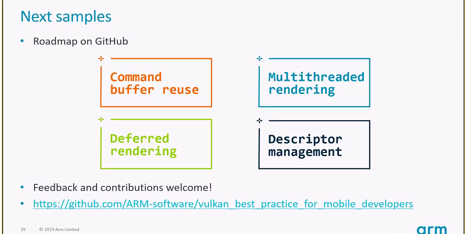Some of them are command buffer reusing versus just allocating and freeing at every frame, the best way to do multi-threaded rendering, the best approach for deferred rendering. So if you're going to use render passes with subpasses, how you have to structure your gbuffer in order for it to be the most efficient possible for mobile, and how to manage your descriptors. So descriptor sets, descriptor pools, you're going to allocate and free, or you're going to keep a set of descriptors and update them every frame. You have countless options there. And again, we want to show which is the most efficient for mobile.